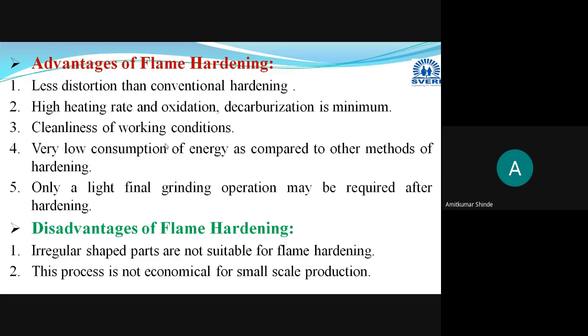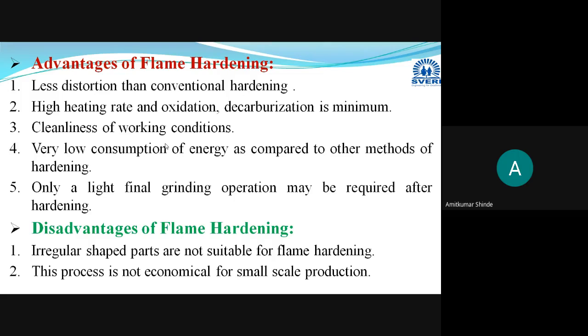Rate of heating is very fast, means we are rapidly heating it. Due to that, what will happen? Oxidation and decarburization is minimum or negligible. Then the cleanliness of working condition is very high here. Then very low consumption of energy will occur here. Very low consumption of energy will take place.